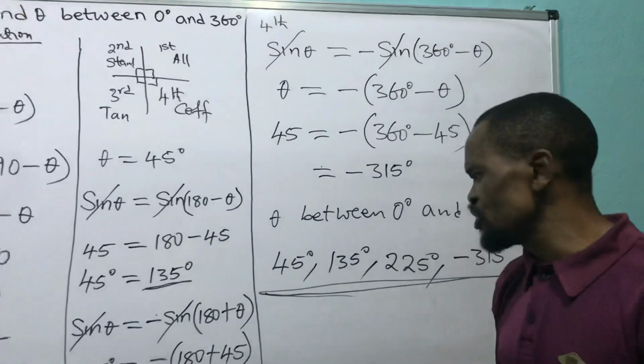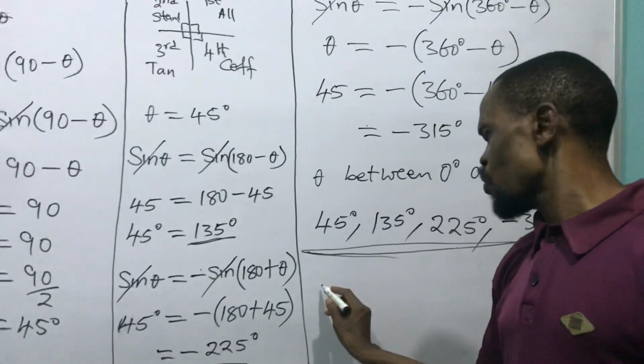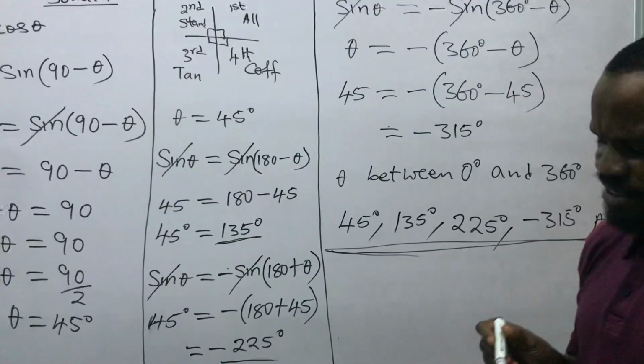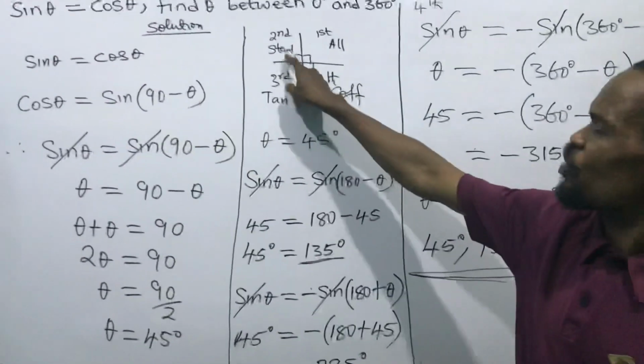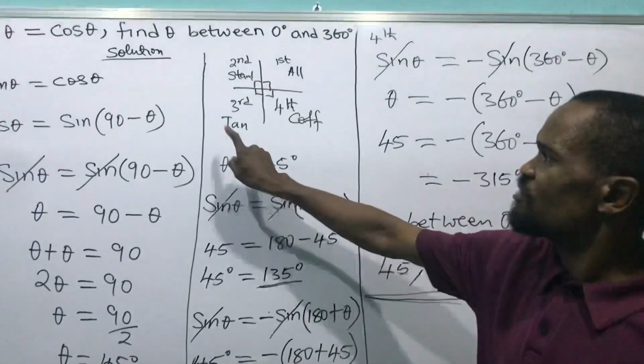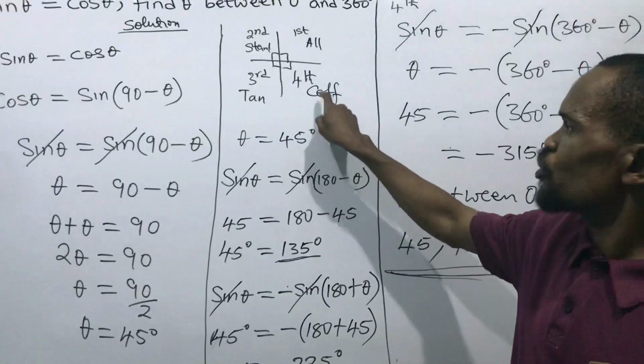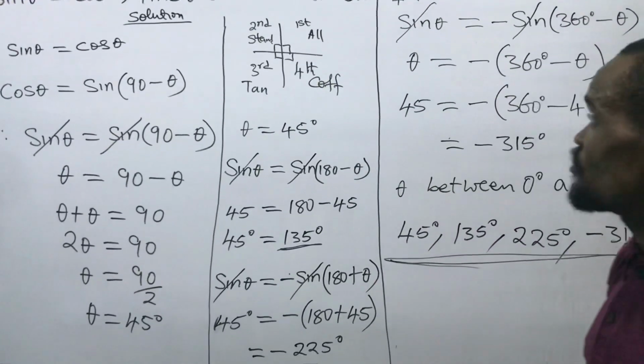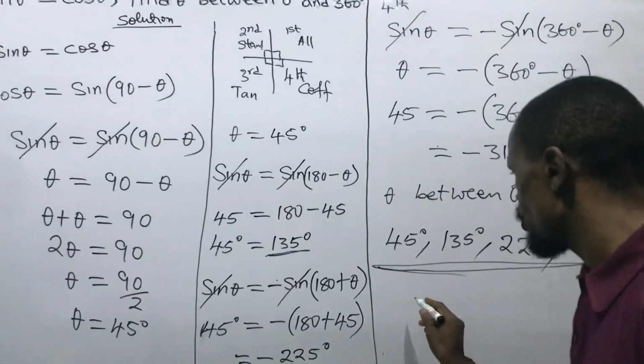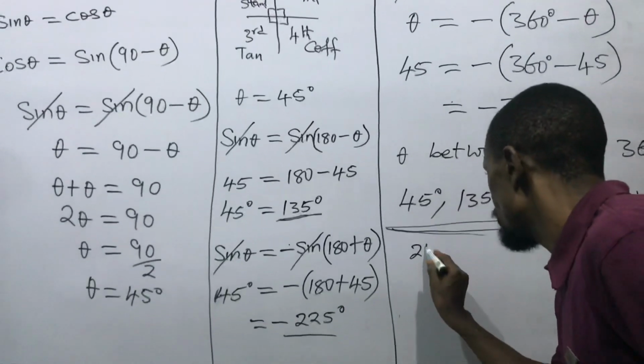You can also note this: in my second quadrant, only sine is positive. In my third quadrant, only tan is positive. In my fourth quadrant, only cos is positive. Can I have the second quadrant orders? Look at the second quadrant.